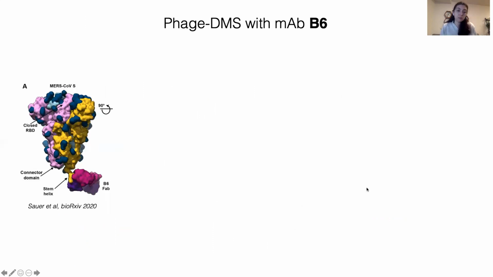Okay, so first I'm going to describe the results that we got using a monoclonal antibody called B6. This antibody we got from the Wiesler and McGuire labs. We saw their preprint, which showed that this antibody binds to a conserved stem helix domain at the base of the spike protein. This antibody not only binds to the MERS spike protein, but also binds to SARS-CoV-2 spike protein. Because it happened to bind to a linear epitope that was defined using this structure, we asked if we could then map the escape mutations for this antibody.